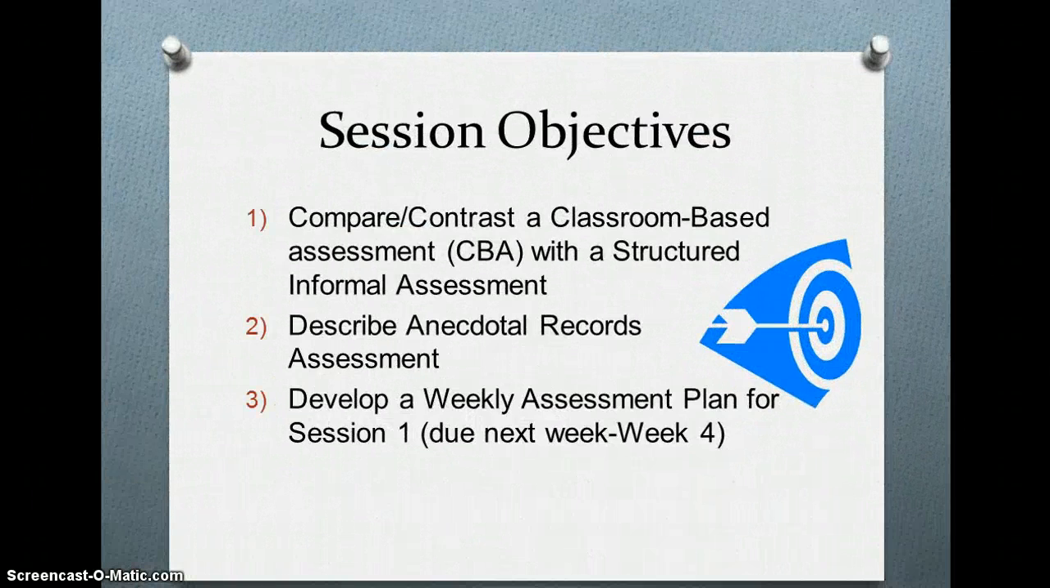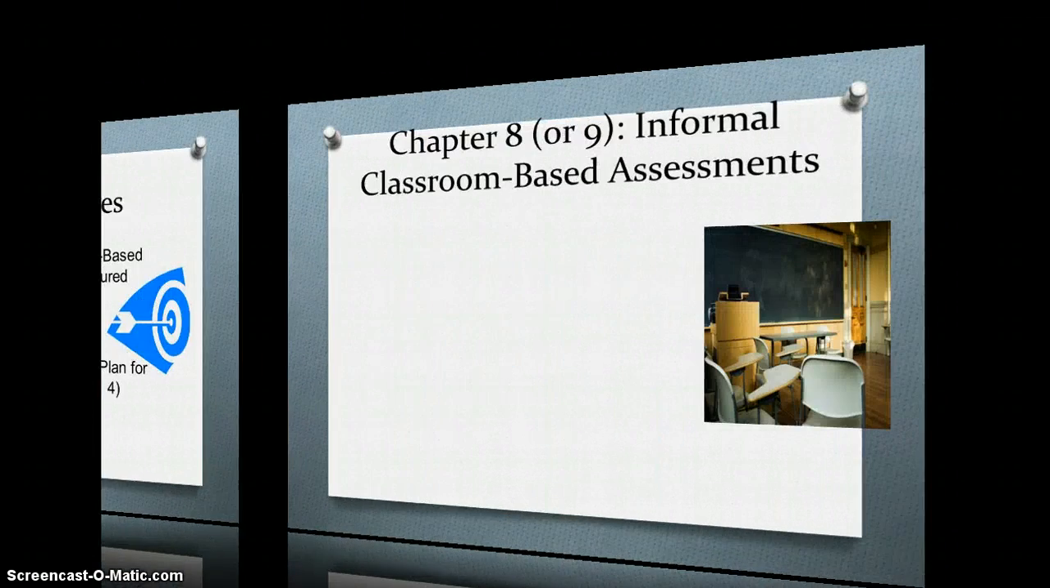We have 3 objectives. First, we are going to compare and contrast the classroom-based assessment with a structured informal assessment. They are both types of informal assessment but look a little differently. We're also going to describe anecdotal records as an assessment. And then lastly, you will be able to develop your weekly assessment plan for your first session, so you will know what pieces you need to include, and we'll be able to start working on that so you have it ready for week 4. I definitely recommend doing as much work as you can this week since we don't have a lot of readings and assignments, so that you are ready for week 4.